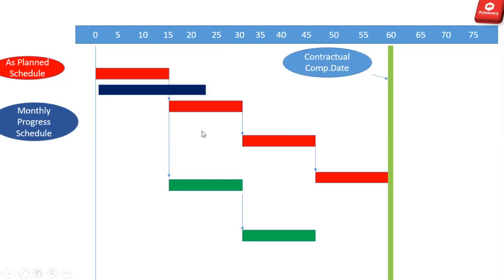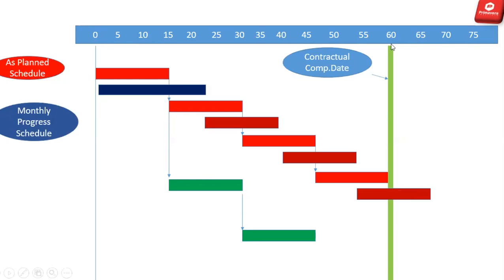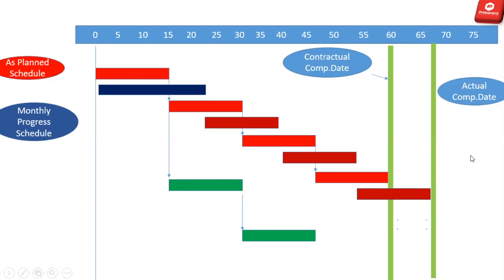So what will it impact on the rest of the activities? The rest of the activities will also be extended this way, and then you can see that your contractual completion date will be exceeded, will be crossed, and your new completion date will be like this. Now you can see this project is going to complete in 67 days. So that is the actual completion date, and the gap between the two completion dates will be claimed as a delay claim, and delay will be claimed in terms of time as well as in terms of money.